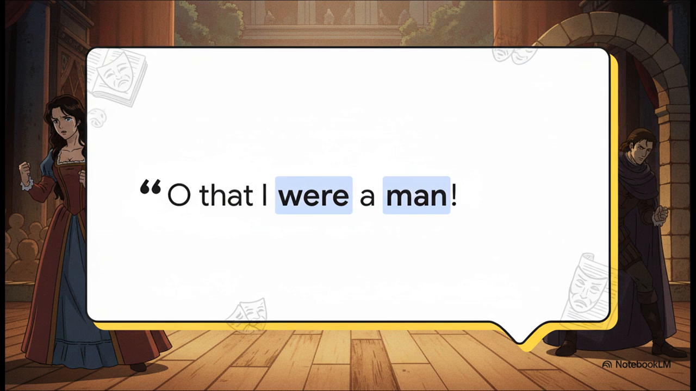But dialogue isn't all fun and games. Not at all. Take this line from Beatrice. It comes right after her cousin Hero has been publicly shamed at her own wedding. And in that moment, her witty mask just shatters. This single, powerful cry shows us her rage, her sense of injustice, and her deep frustration with the limits placed on women. The exact same tool that made us laugh just a few scenes ago now creates this breathtaking dramatic tension.